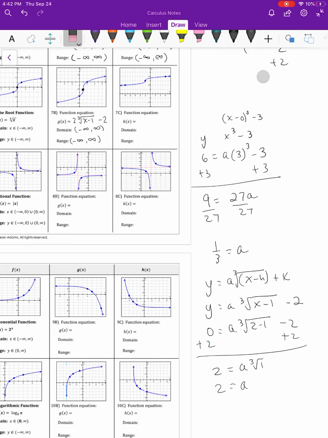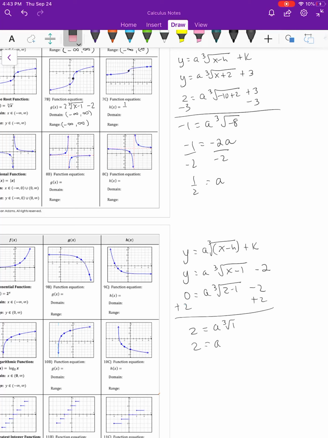I'm going to go ahead and move that 3 over. Negative 1 equals a times the cube root of negative 8. And we know that the cube root of negative 8 is negative 2. And so when I divide by negative 2, I see that my a is 1/2. So that's going to be 1/2 times the cube root of x plus 2 plus 3. Our domain, negative infinity to positive infinity, and our range, negative infinity to positive infinity.